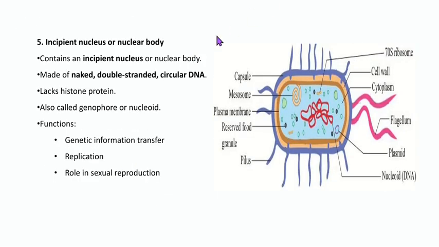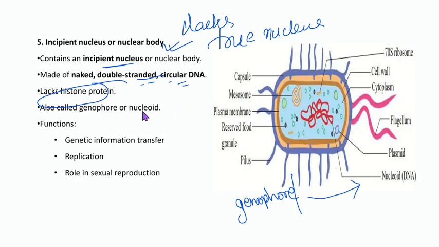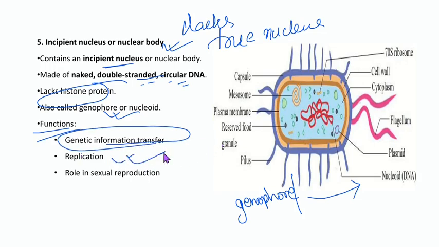And the next one is the incipient nucleus or the nuclear body. As we know, bacteria lack a true nucleus. So the nucleus here is called the incipient nucleus, or the primitive nucleus, or the nucleoid, or also known as genophore. Genophore, nucleoid, or incipient nucleus is the same thing, and it is made up of naked DNA, that is, it lacks histone protein, and it is a double stranded circular DNA. The function is genetic information transfer, obviously, and it makes it self-replicable, and it has a role in sexual reproduction as well.